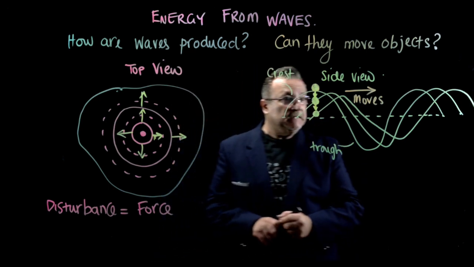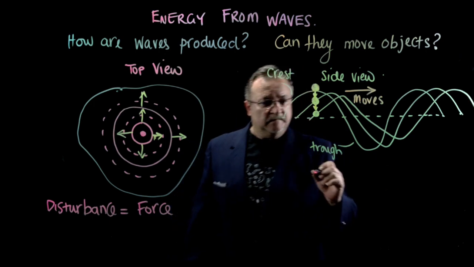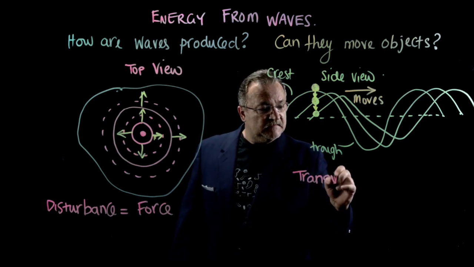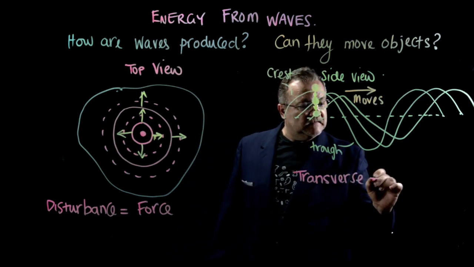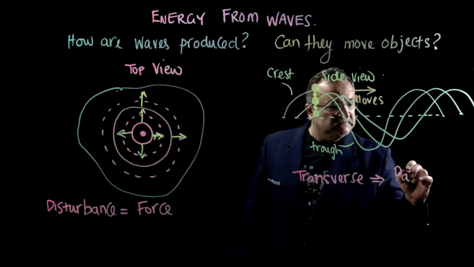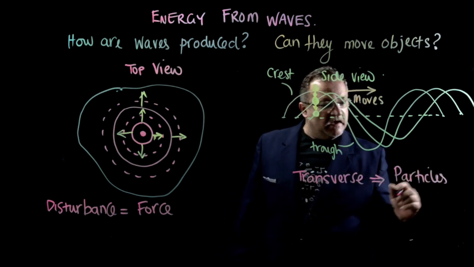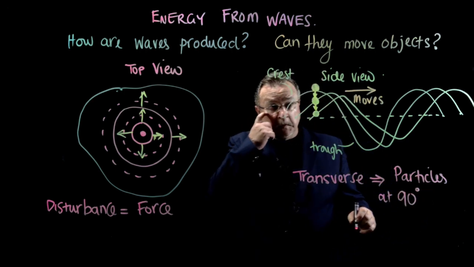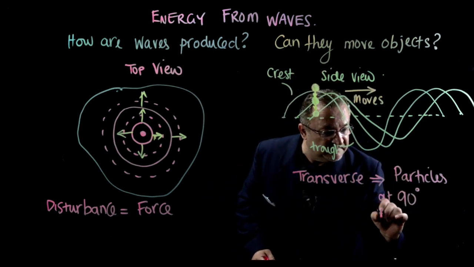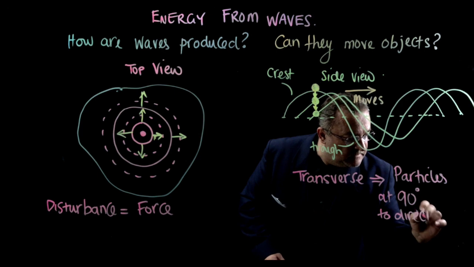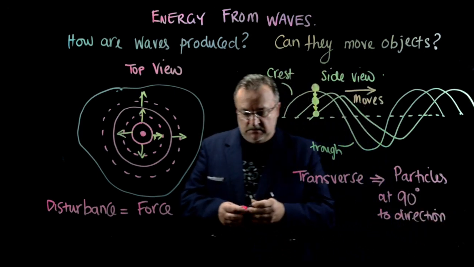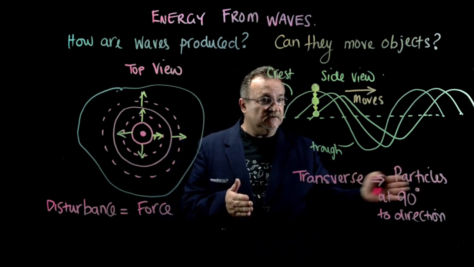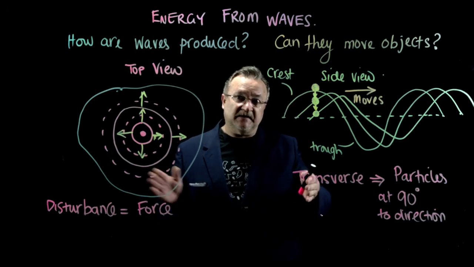So when we're talking about a wave, this particular type of wave is called a transverse wave. So the word transverse means the particles of the wave are moving at 90 degrees to the direction of the wave. So a transverse wave is simply a wave that moves in a particular direction horizontally, but the particles are moving up and down as the waves come through.